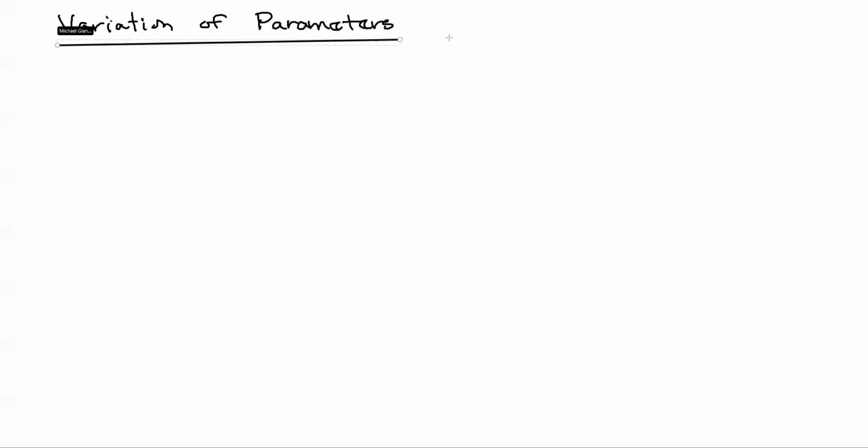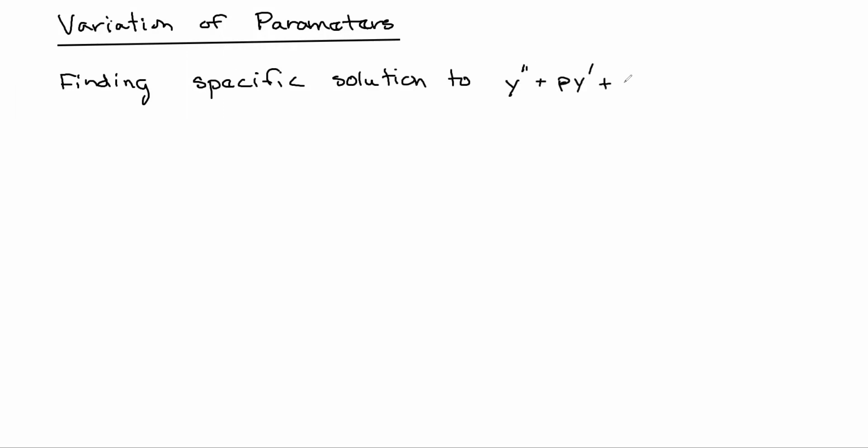Hello, in this video we are going to look at the variation of parameters method. The variation of parameters method is for going through and finding specific solutions to non-homogeneous second-order differential equations. The method is inspired by the following example.